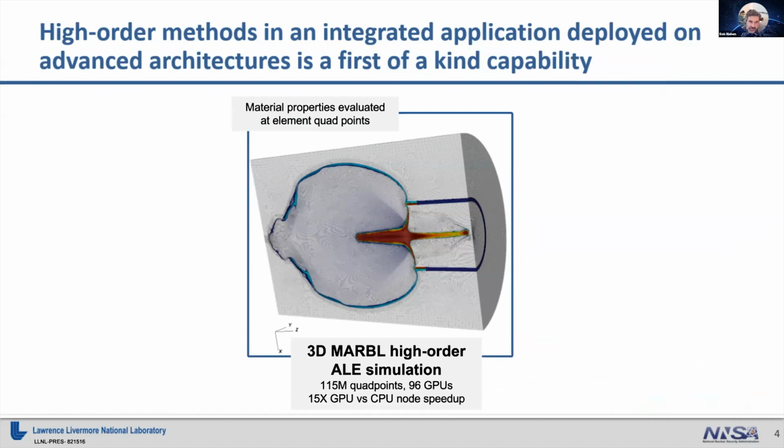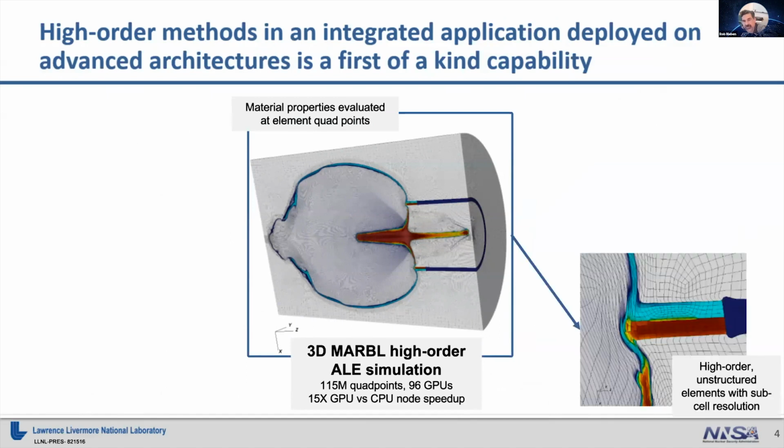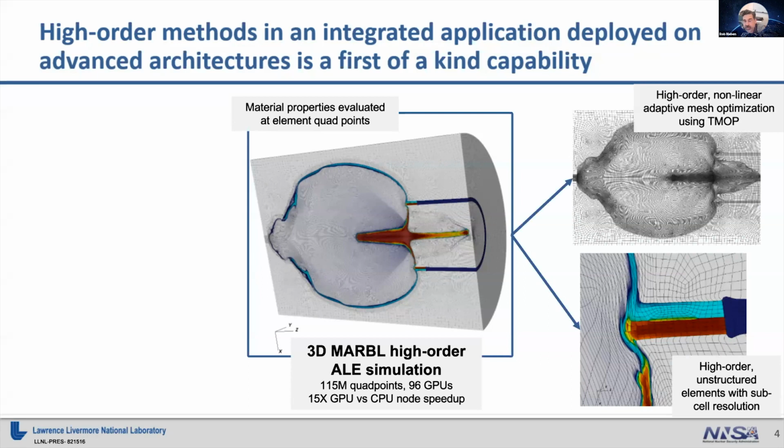In this example, material properties are evaluated at element quadrature points. So this is using the MFEM quad point concept. These are higher order unstructured elements, and so we get subcell resolution and curved elements. We take advantage of the mesh optimization algorithms in MFEM, particularly the TMOP algorithm, which is now GPU accelerated.